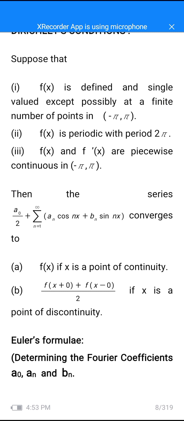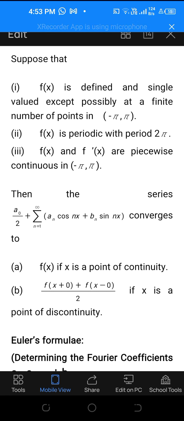So what are the Dirichlet conditions here? The first condition: f of x is a single valued function. Single valued means that there is only one value of f for each x, with period minus pi to pi. So within that minus pi to pi interval only, we have to take the values and substitute them in f of x.